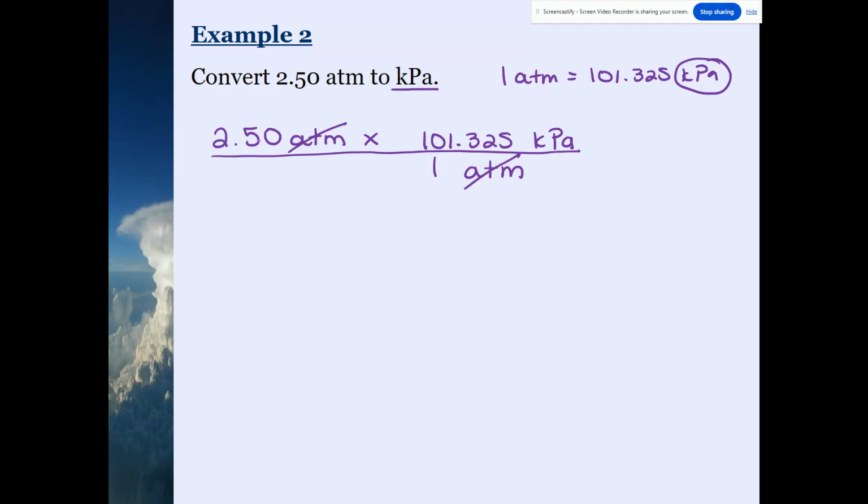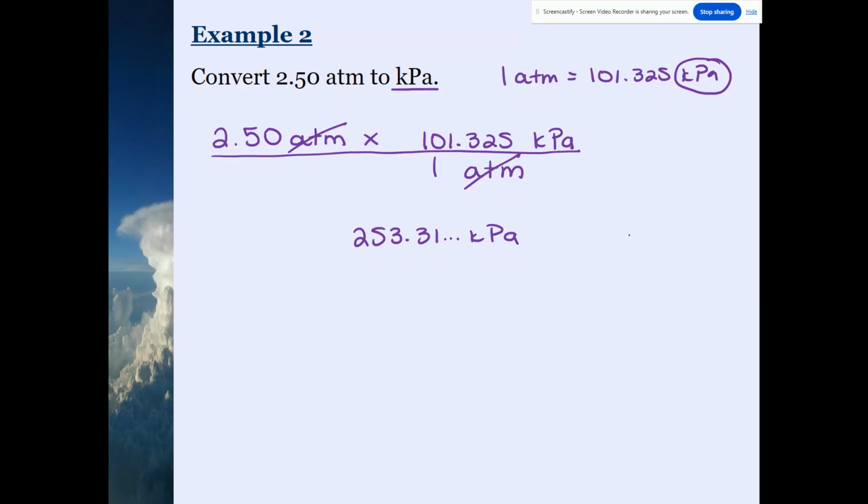Now this again should make sense, right? Because what I'm saying is I'm taking 2.50, I'm multiplying by 101.325 kilopascals per 1 atmosphere. That's kind of what that's saying. Okay? So 2.5 times 101.325 divided by 1, of course we don't need to divide by 1 to get the answer. We get 253.31 and so on kilopascals.